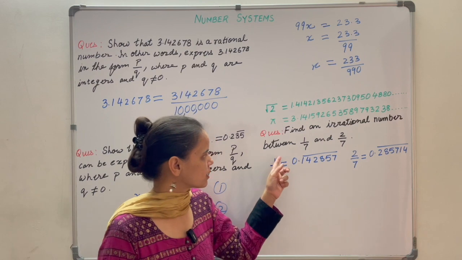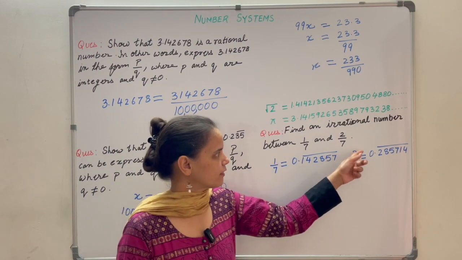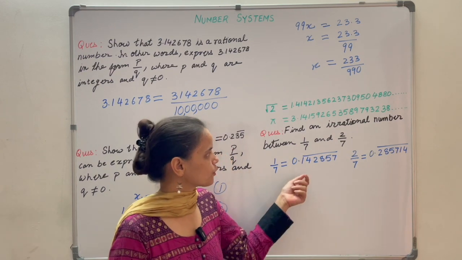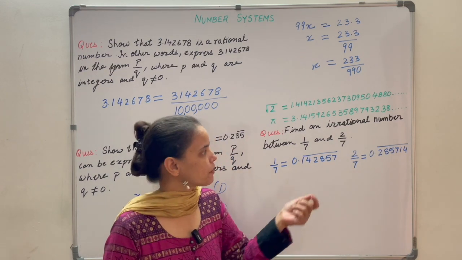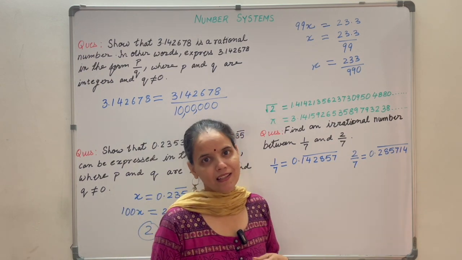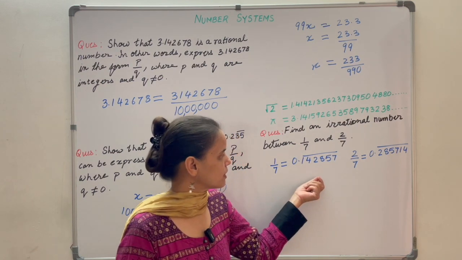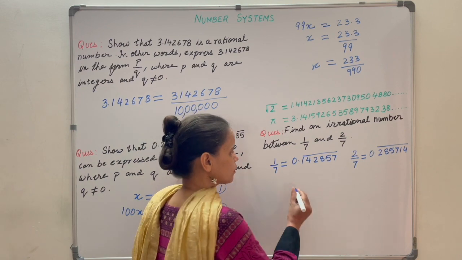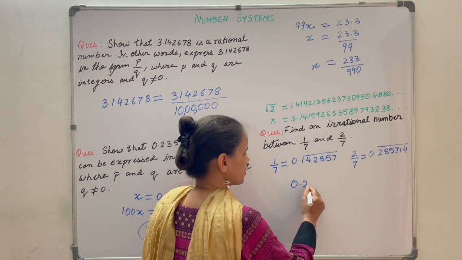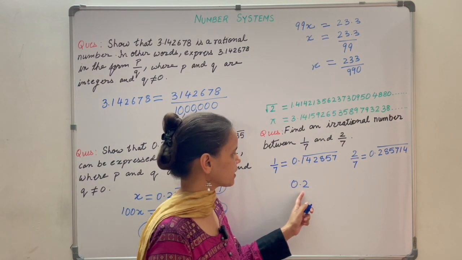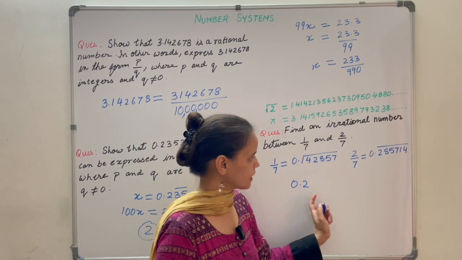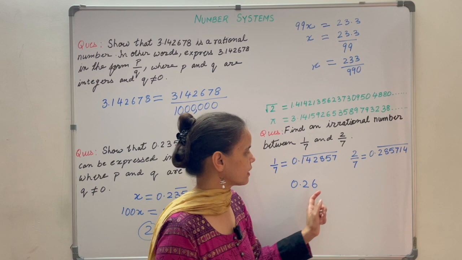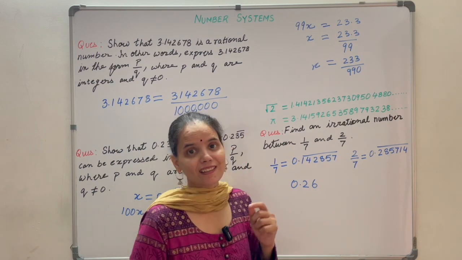How will you do it? Just divide 1 by 7 here and divide 2 by 7 here, and you can get the decimal form. So you have to write down an irrational number between these two rational numbers. That means it should be greater than this and it should be smaller than this. So 0.2. You can clearly see that this is greater than this, but this looks like equal. But if I put here 6, then this is smaller than this. So you need an irrational number.